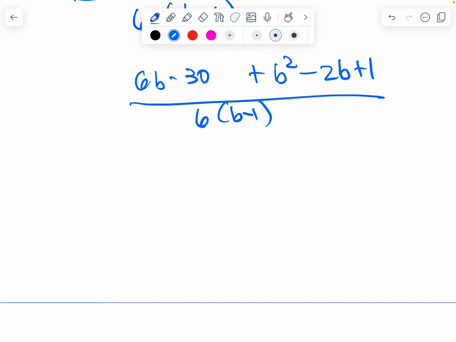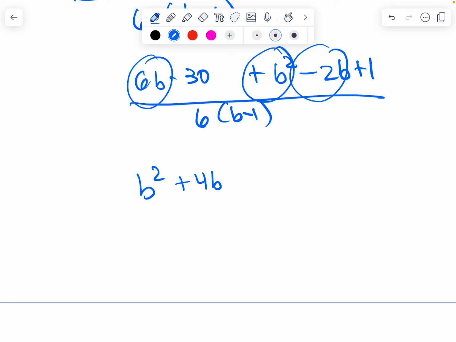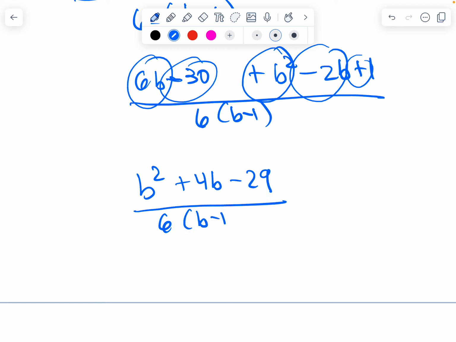Okay, let's simplify this even further. We've got a b squared. I'm going to write that first. We have 6b minus 2b, which is going to be plus 4b. And then we have negative 30 plus 1, which is going to be negative 29. On the bottom we have 6 times (b minus 1).